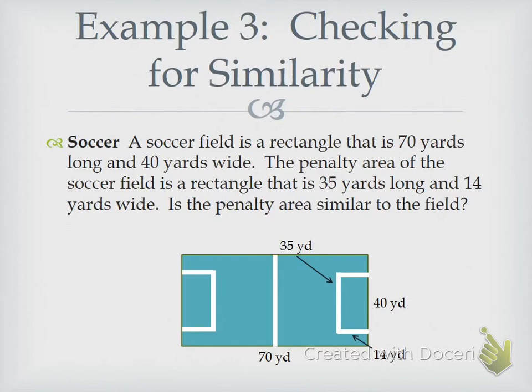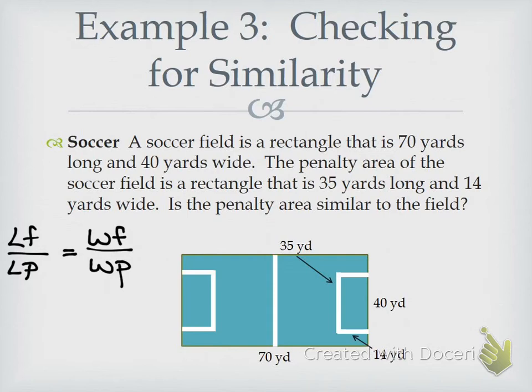Okay, so I'm just going to abbreviate because I don't want to write all that out again, but length of the field over length of the penalty equals width of the field over width of the penalty. So now I'm comparing field over penalty on both sides, so I'm good. Now let's plug in the values.